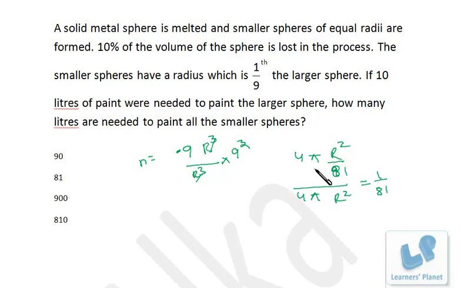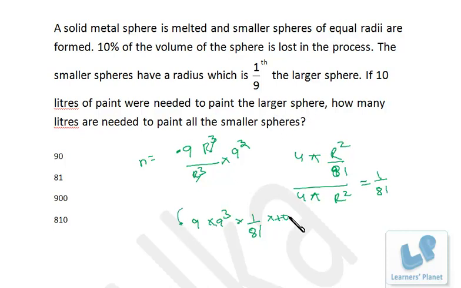But how many spheres are we having? 9 into 9 cube, right? So 0.9 into 9 cube. And the surface area of each sphere is 1 upon 81 times. So the paint requirement will be 1 upon 81 times of 10, right? Because 10 liters of paint is required to paint the larger sphere.